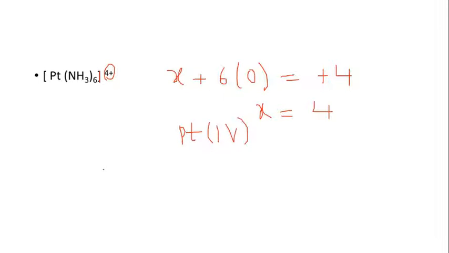So next you need to find out the coordination number. Coordination number in this case is, ammonia is a monodentate ligand. So 1 into, because there are 6 ammonia, into 6. So the coordination number is 6.